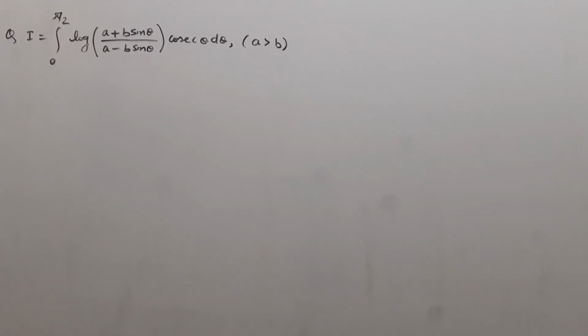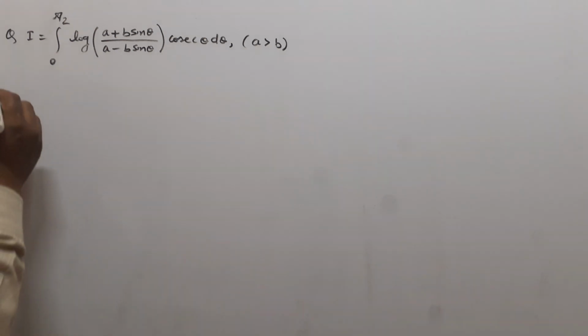Students, today we have to evaluate this integral: log of (a plus b sin theta) divided by (a minus b sin theta), multiplied by cosec theta, between the limits 0 to pi by 2. Here it is also given that a is greater than b.